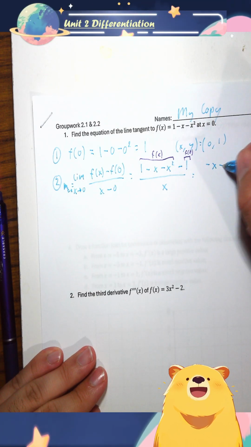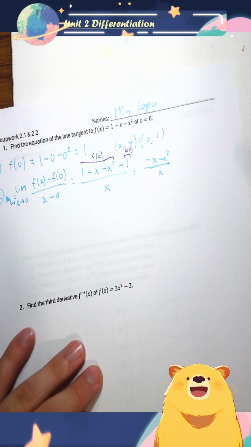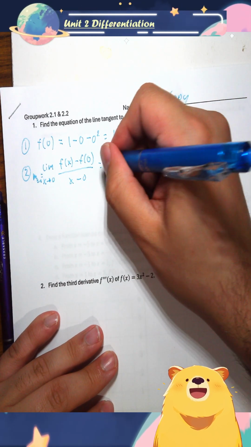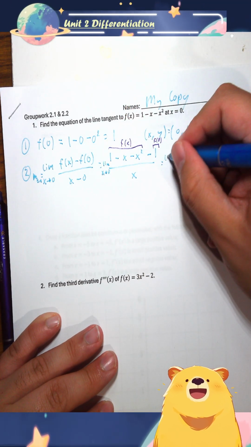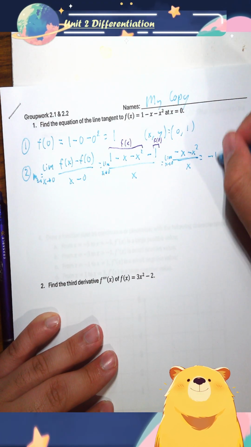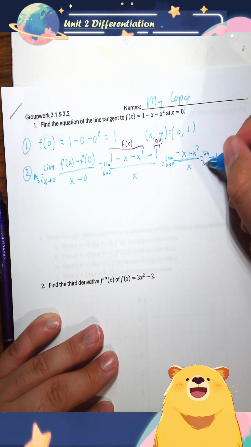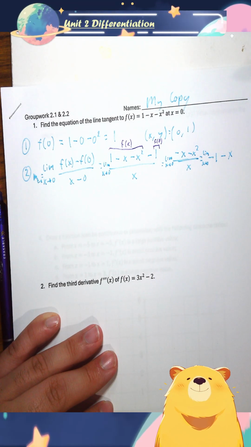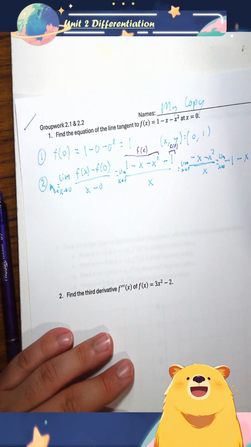Okay. From here, we have a technical luxury where we can simplify the top. So negative x minus x squared over x, and then we are factoring again, but you can see here that the factoring is super streamlined because everything has x. So we can just say negative 1 minus x for our limit as x goes to 0. Well, you plug in 0 and you get negative 1. So that's going to be your tangent slope.